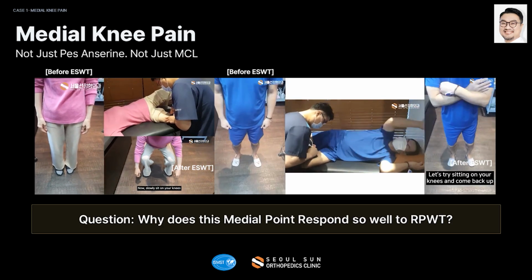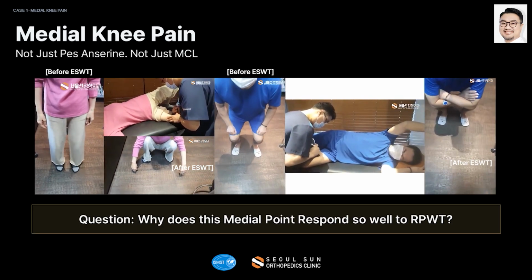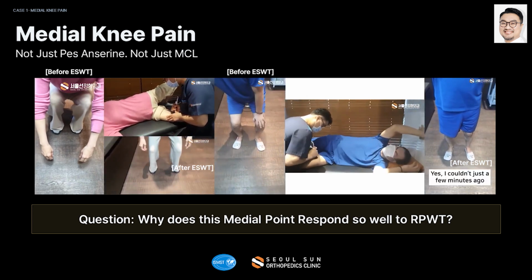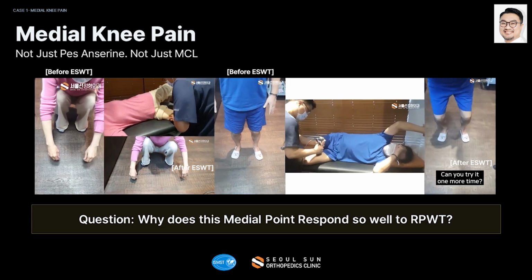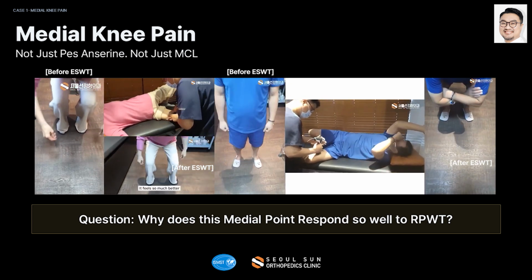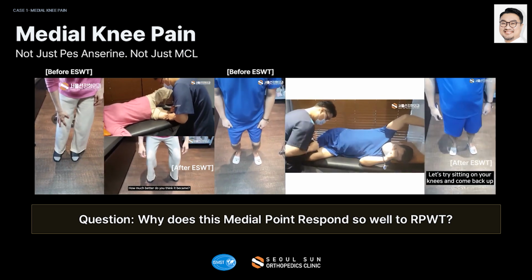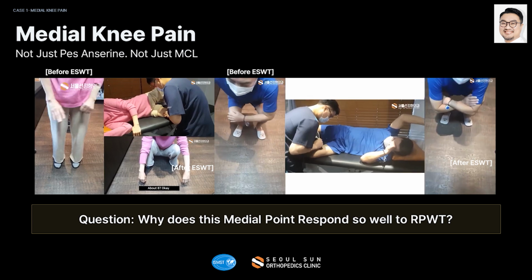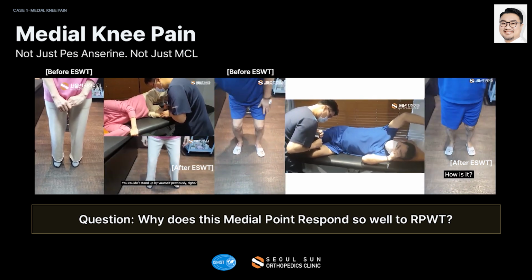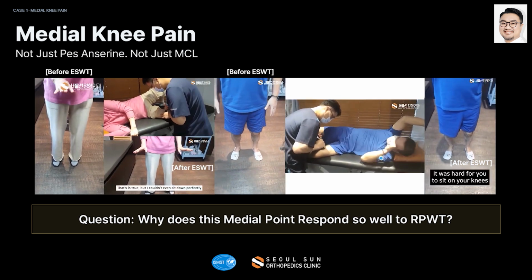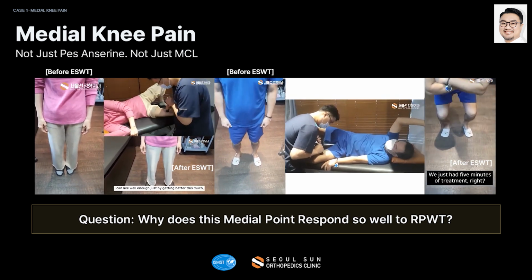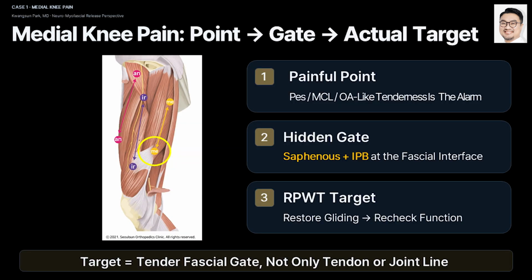Now we move to the first clinical case, medial knee pain. Many patients are labeled as osteoarthritis, pes anserinus tendinopathy, or medial collateral ligament pain. Those labels matter, but the medial knee is also a neurofascial region, not only a joint or tendon region. The logic is point, gate, and actual target.